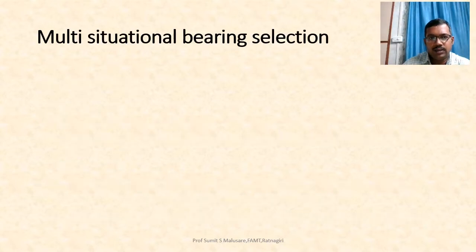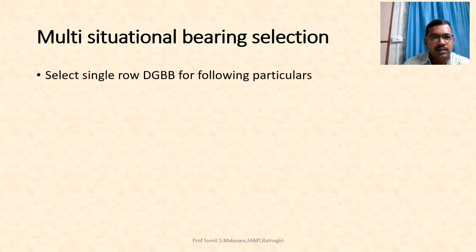Okay. Now we start with the multi-situational bearing. Initially we went for the single situation problem, that is, throughout the life of the bearing there will be a single radial force and a single axial force. Now we go for the multi-situational problem. It means that throughout the life there may be multiple conditions. Okay, now we see the problem.